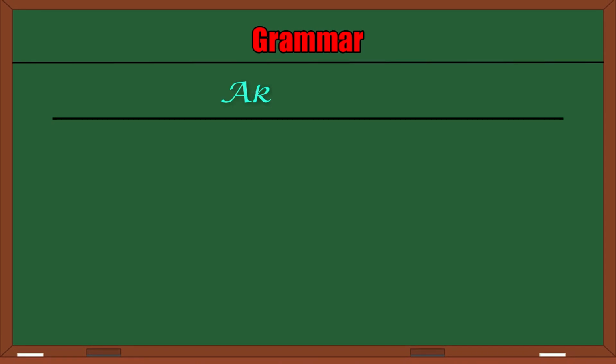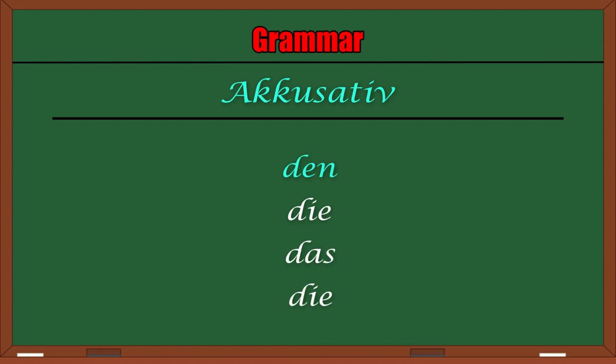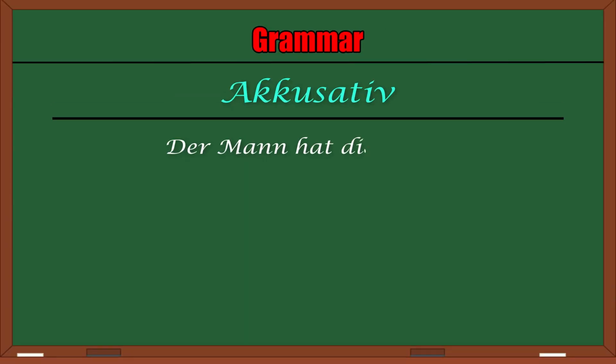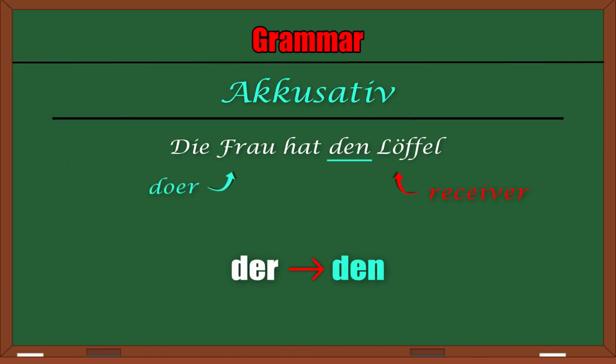We've learned the accusative of the, which is den, die, das and die. And we've learned how to use it. For example, it's the direct object of the sentence. It's usually after verbs that have a direct object. For example, I have the. There's nothing in between. The direct object doesn't do the work. It's just the object of the verb. So der Mann hat die Gabel. The man has the fork. Die Frau hat den Löffel.